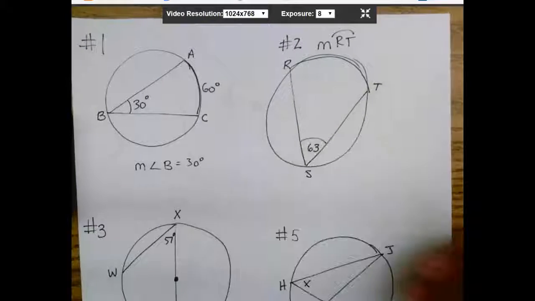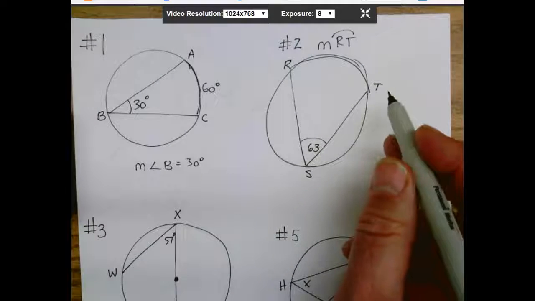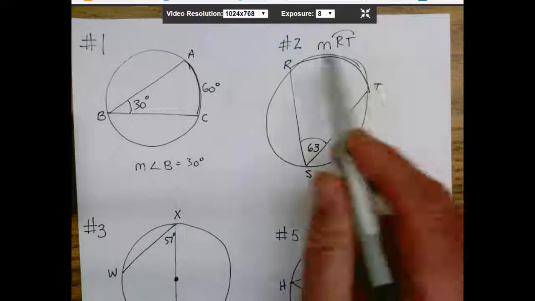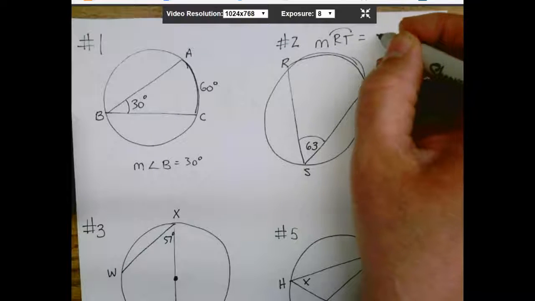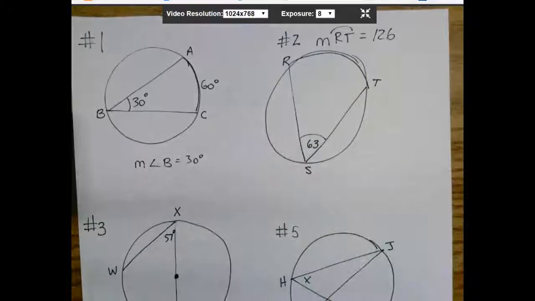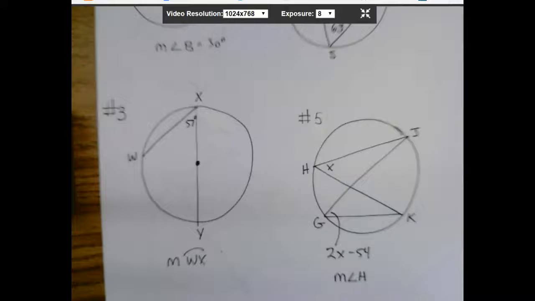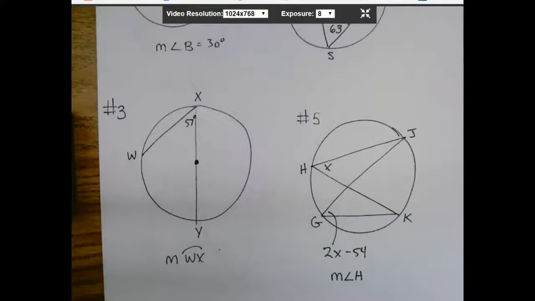This one we got the other way. We have this angle, 63, on the vertex. We want to know what the arc is. You just take 63 times 2. That'd be 126. Okay, that one. Next one, maybe a little trickier.